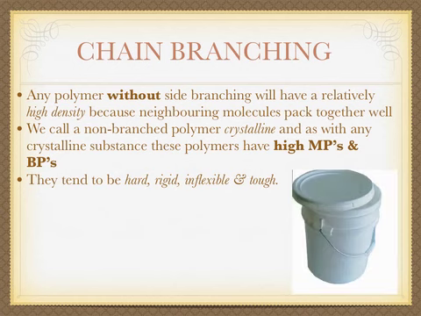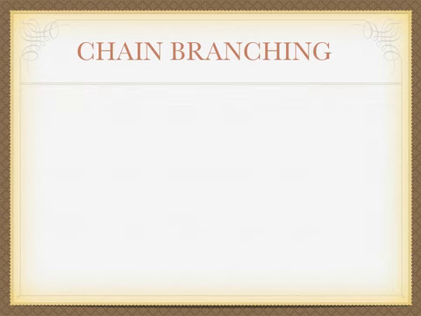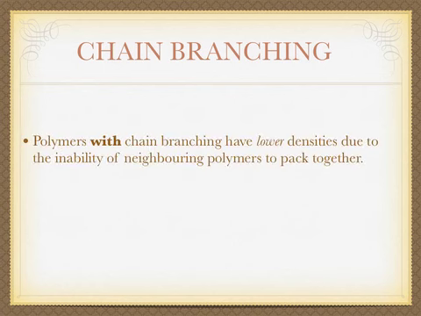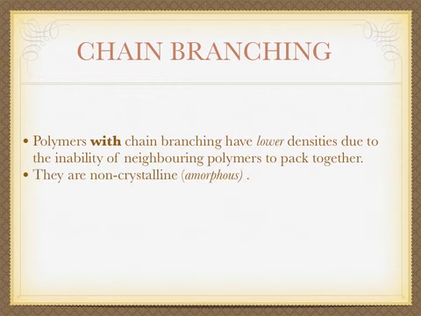An example would be some of the polymers that might be used in the plastics industry to make something like that white bucket you can see on screen. A hard, rigid, inflexible, tough polymer due to the closely packed polymer strands that don't have any side chain branching. Polymers with chain branching have lower densities. Now this is because they're unable to pack closely together. We call them non-crystalline or amorphous, and therefore they have low melting points and boiling points.